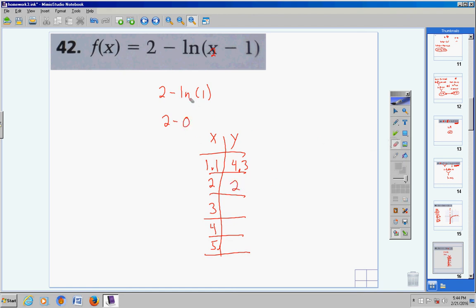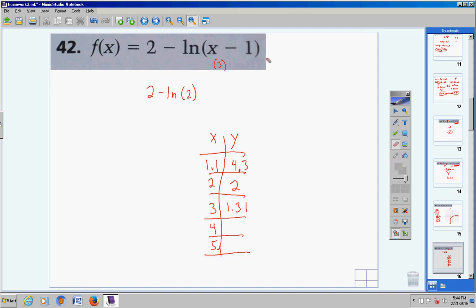Okay, moving on to 3. Let's substitute 3 in for x. 3 minus 1 is 2. So I have 2 minus the natural logarithm of 2. So type that into your calculator. 2 minus the natural logarithm of 2. And you'll get 1.31.